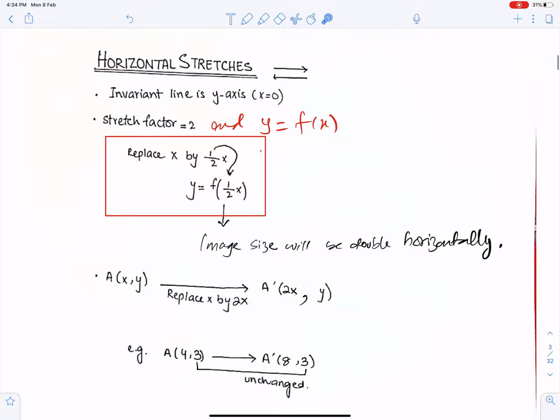Horizontal stretches. In horizontal stretches, the invariant line is always the y-axis, and the equation of y-axis is this: x is equal to 0. If the stretch factor is 2 and if this is the equation of the object, then by replacing x by half x here, we can get the equation of the image. This is the equation of the image. Make sure you use the reciprocal of this stretch factor here. And the image size will be double horizontally because of this stretch factor. And this x will become 2x and y coordinates will remain unchanged in horizontal stretches. So this 4 will become 8 because of this stretch factor 2.